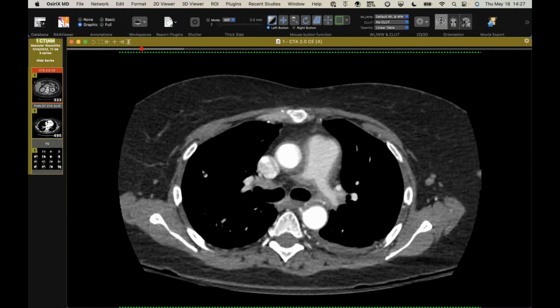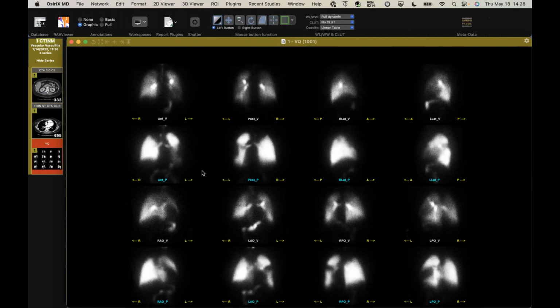Here's a VQ scan. So ventilation on the top and third rows, and then the brighter one is the perfusion. And you can see that sizable defect in the left base. Interesting, there's a little bit of ventilatory variant, but there is quite a perfusion deficit predominantly on that left. But you also see the apex of the right upper lobe is involved as well. So that corresponds with that.